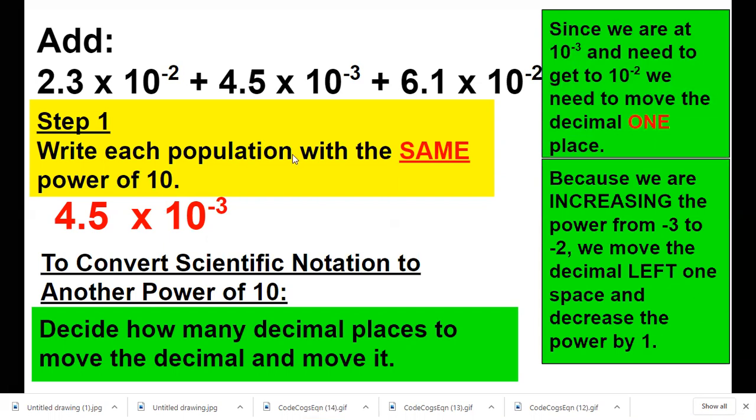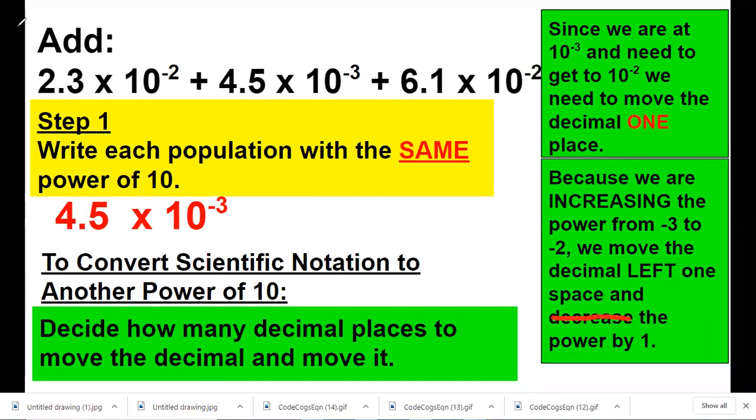I should say, yeah, that's correct. Increase, not decrease. I have the wrong word here. This should say increase, not decrease. I will fix that. Every once in a while when I'm making these slides, I make a mistake, and that's okay. So increase the power by 1.